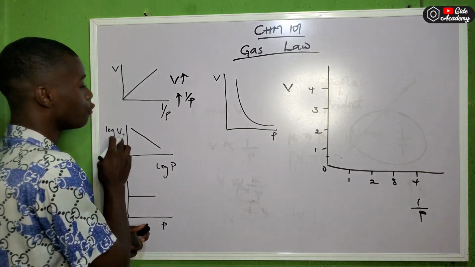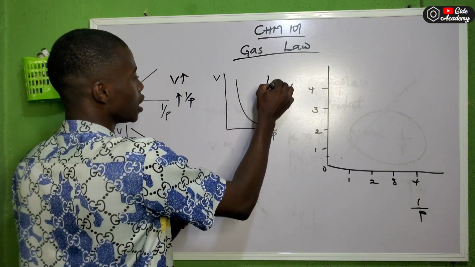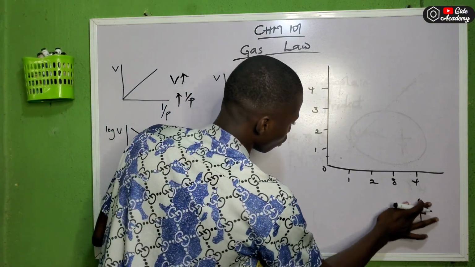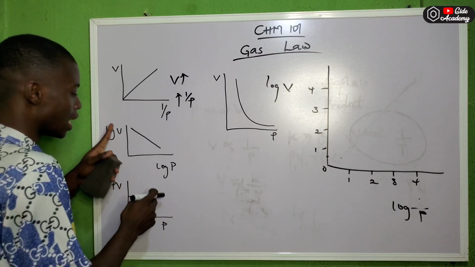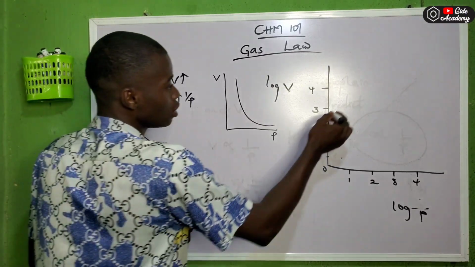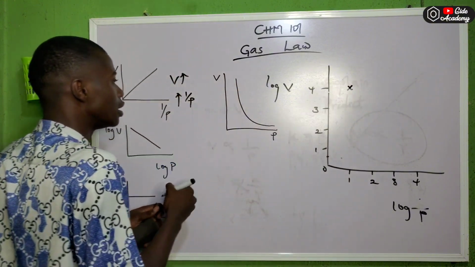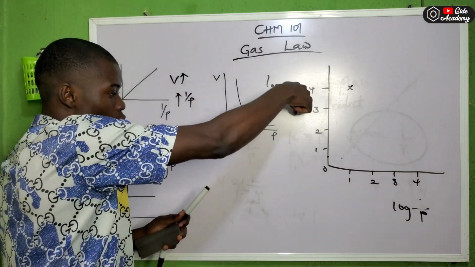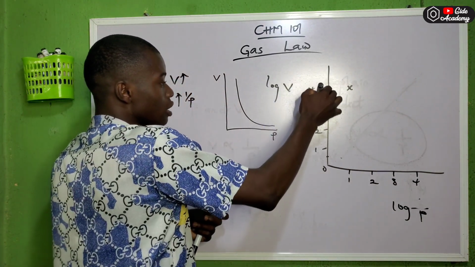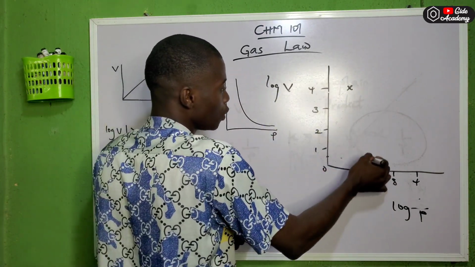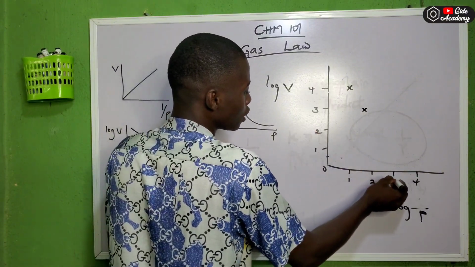The highest value for V here, let's say, is 4, while here is log V, and here will now be log P. So if log V is 4, that's to say log P here will be 1. So you have something like log P is 1, log V is 4. Then if log V decreases, what will happen to log P? Log P will increase. So if log V decreases to 3, log P will increase to what? To 2.